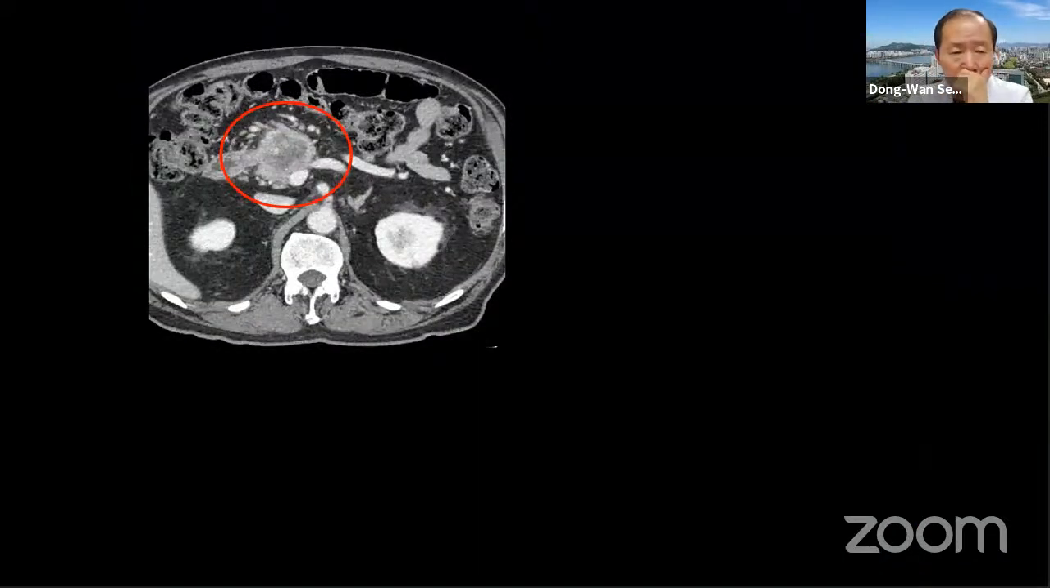This is a pancreatic cancer patient. On this CT image, we can see a large tumor already infiltrating into the surrounding tissue and the portomesenteric junction. Since it is initially unresectable, we decided to do EUS-guided RFA plus chemotherapy.